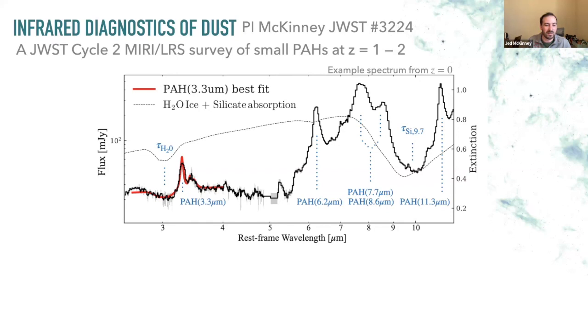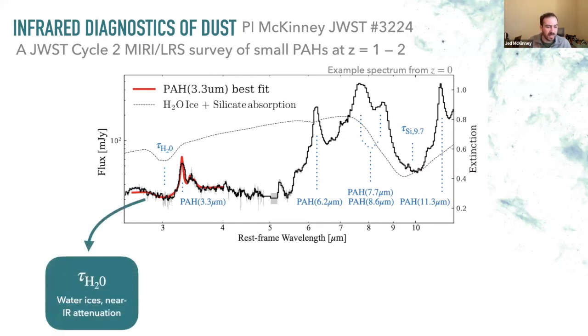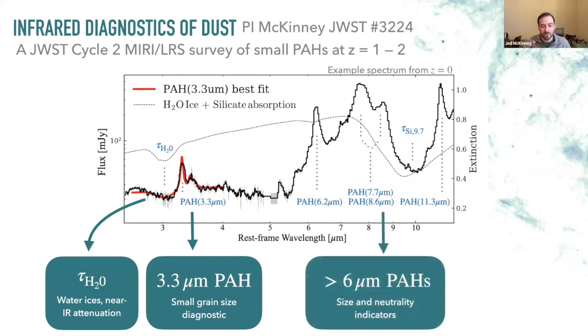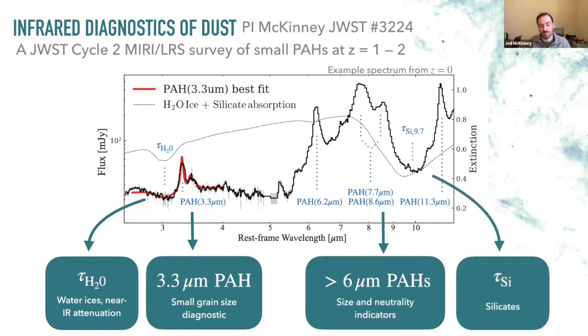So this is a z equals 0 spectrum from 3 to 12 microns, and there's so much information here. You can measure H2O ice opacities that tell you about water ice depletion onto the surface of grains. You can use this 3.3 micron PAH, which is what we're going after specifically with JWST, to measure the small grains in galaxies. We can fold these into the longer wavelength PAHs to get diagnostics on both size and neutrality. And then finally, we have absorption features from Spitzer, measuring, for instance, the silicate opacity to get the silicate fraction of these grains as well.